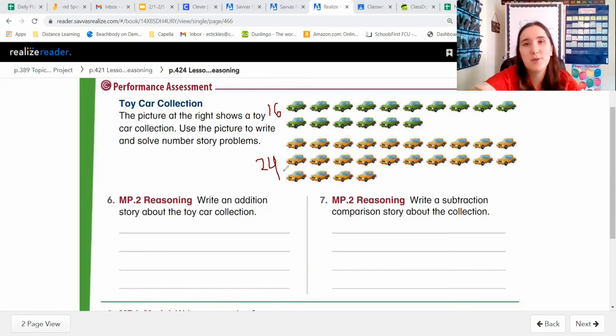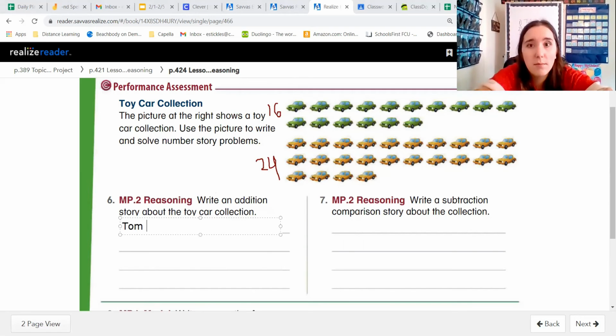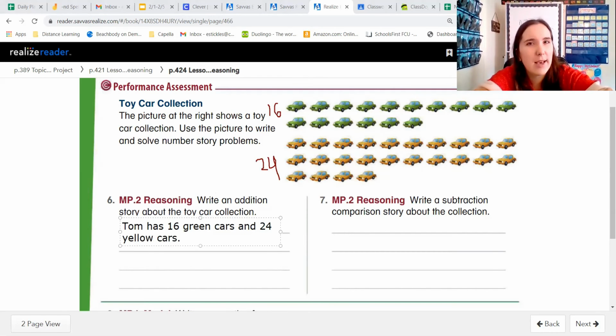So I have the perfect addition number story in mind. And I think it's going to be pretty easy for us to do. I'm going to say, Tom has 16 green cars and 24 yellow cars. And you guys know what I'm going to ask next if I'm doing addition? How many cars does Tom have in all?